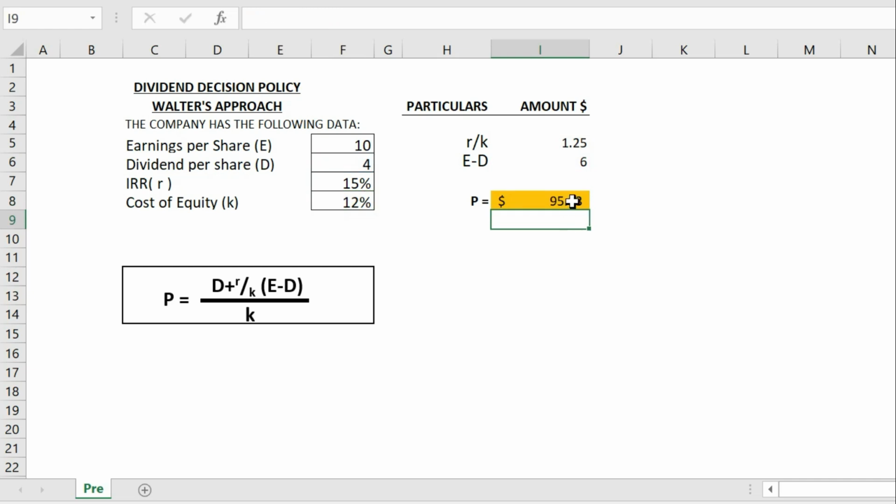So here's the price of the share according to the Walter's model. This is the Walter's dividend model. It tells us how dividend policy and reinvestment decisions affect the value of a share.